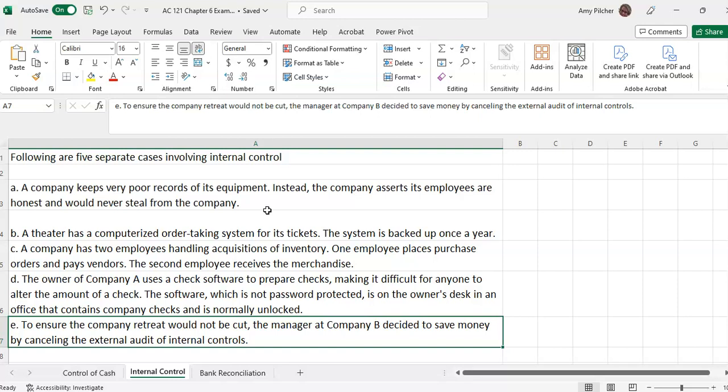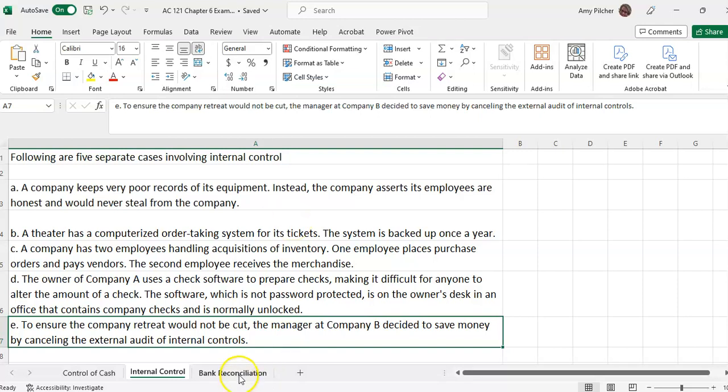Okay, and then the last one, to ensure the company retreat would not be cut, the manager at Company B decided to save money by canceling the external audit of internal controls. Okay, so the violation here is the requirement to perform regular and independent reviews of our internal controls. So we need regular independent reviews to make sure that our internal controls are working and we're not exposing ourselves to risk. Okay.